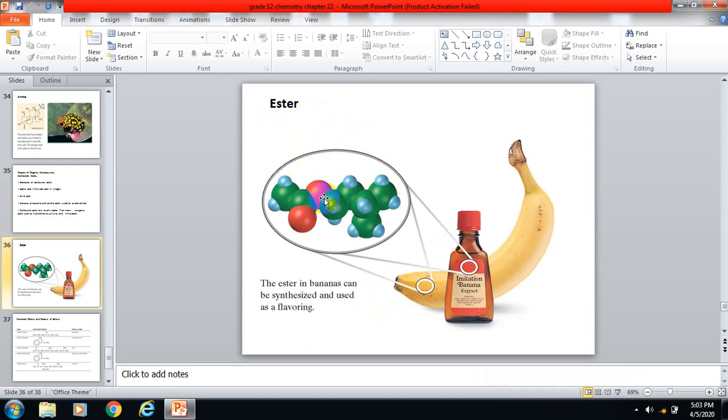Esters. Wow. Related to foods, the esters in bananas can be synthesized and used as a flavoring, imitation banana extract. It is a tough protective layer. Look at how Allah subhanahu wa ta'ala created this banana, the peel or the skin. See how Allah protects the banana seed inside. This is a tough coral sheet, known as ester, used for dryness as well.